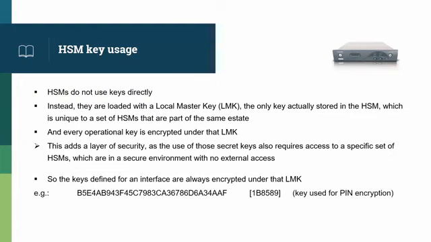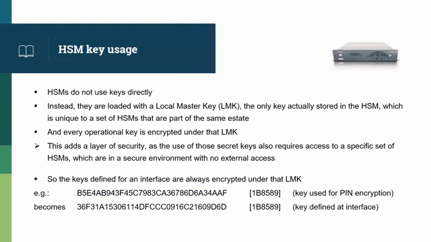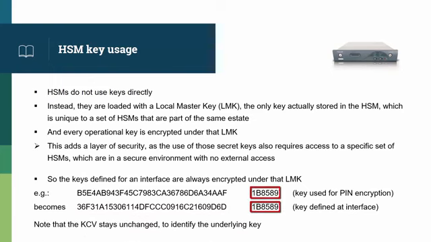Let's go back to our example of the double-length triple-DES key with KCV 1B8589, and let's say that the key is used for PIN encryption. This is the actual value of the key, which is usually referred to as the cleartext value. But the value that the operator will set on the interface is the key value encrypted under the LMK, as we are showing now. Note that the KCV stays unchanged to identify the underlying key.